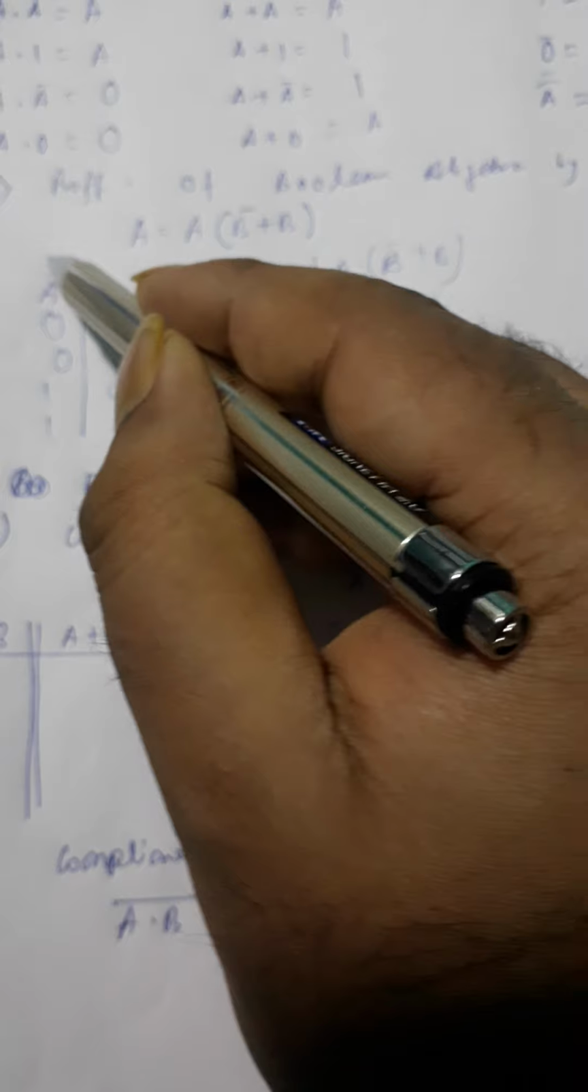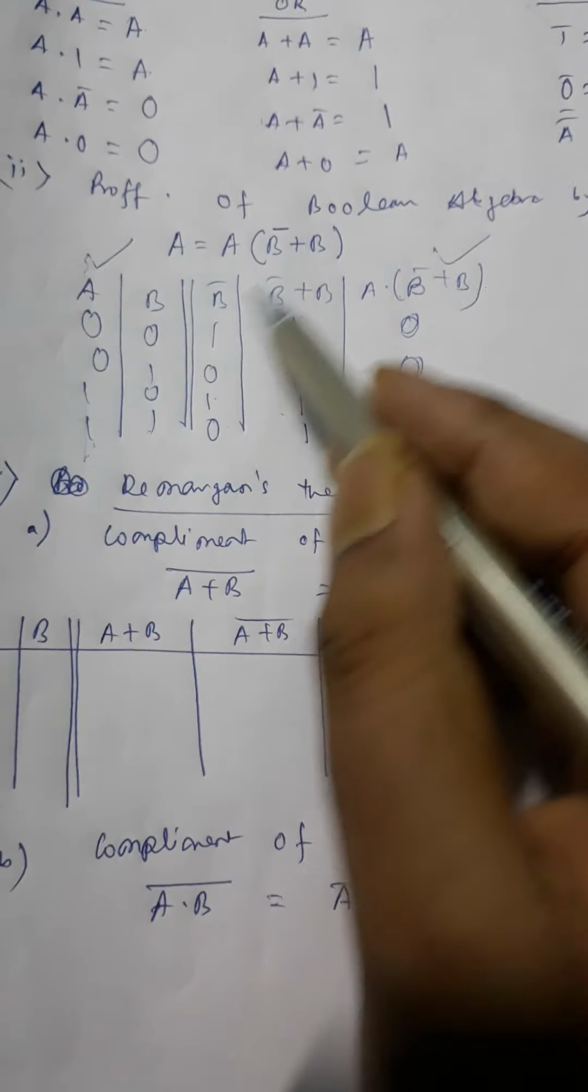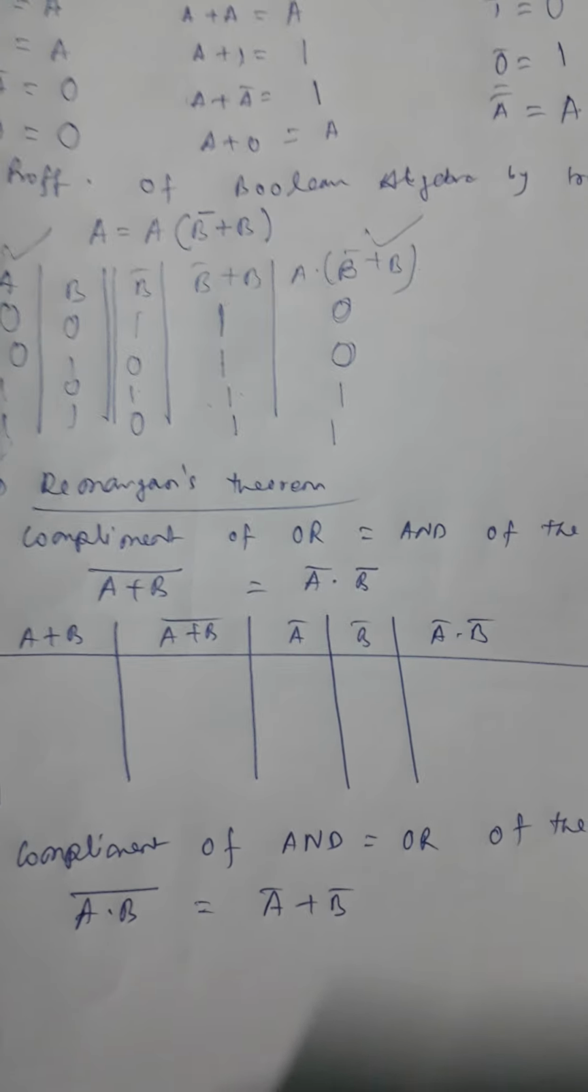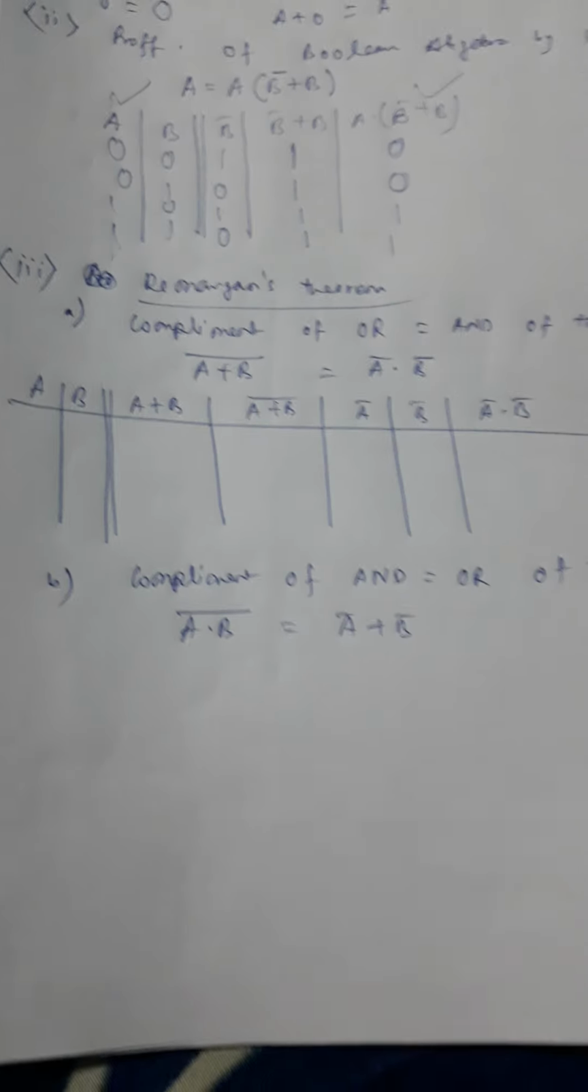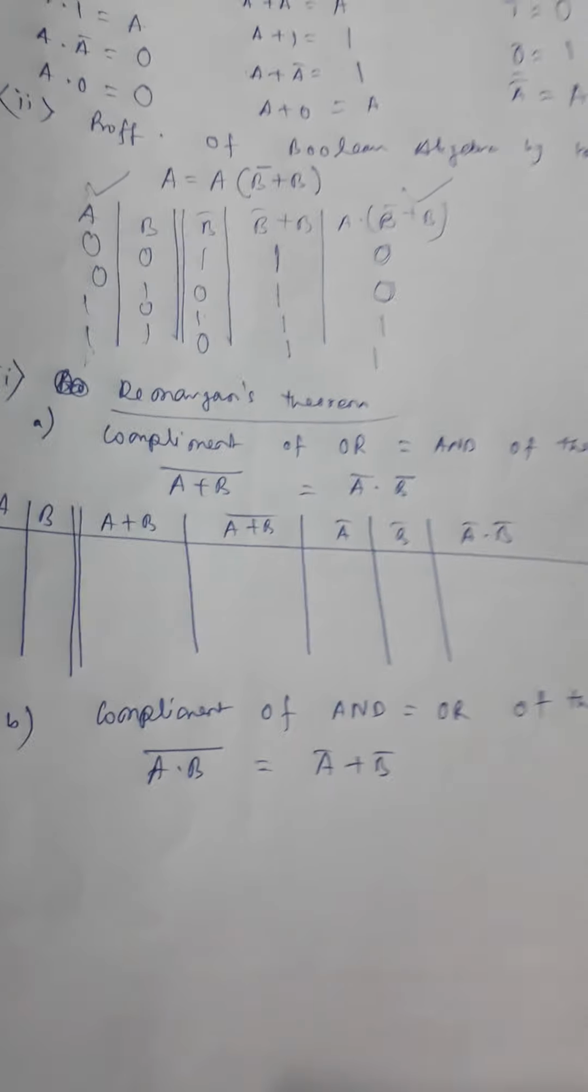And see, if you take a close look at these two columns, these two are equal. So we have proved this Boolean algebra. In this way we can prove Boolean algebra. Fine. Now come to De Morgan's theorem.